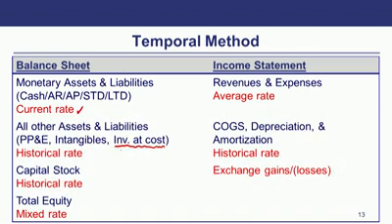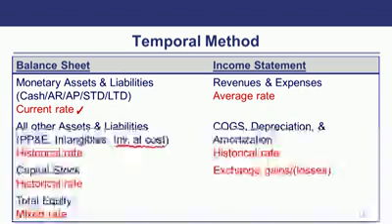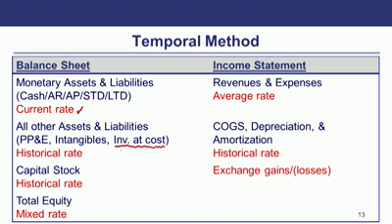Now, capital stock, and here we're really talking about our common stock and our additional paid-in capital. We're going to use the historic rate when that equity was issued. And then, of course, our total equity, notice it says it's going to be at a mixed rate. Why? Because of retained earnings. Now, retained earnings, of course, are coming from the income statement. Now, let's have a look at our income statement.